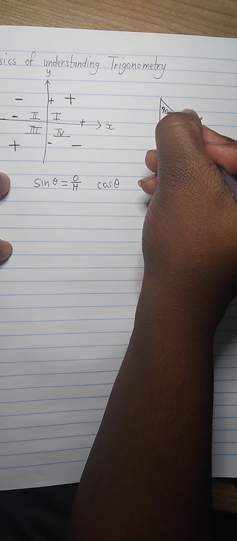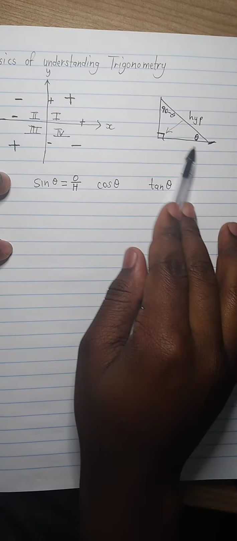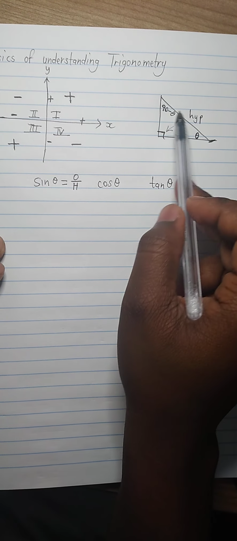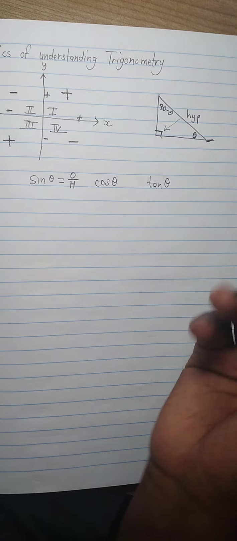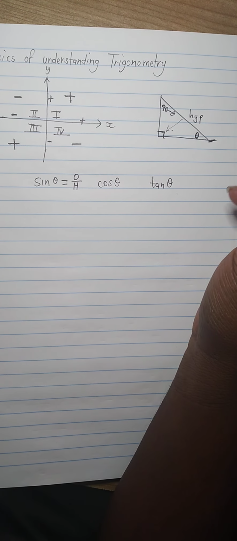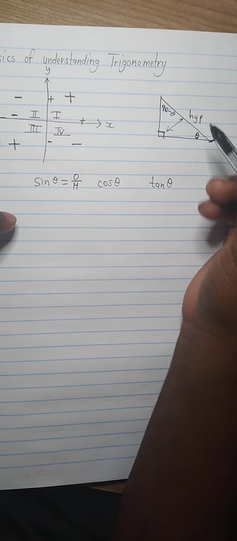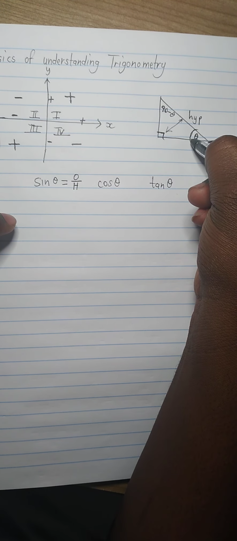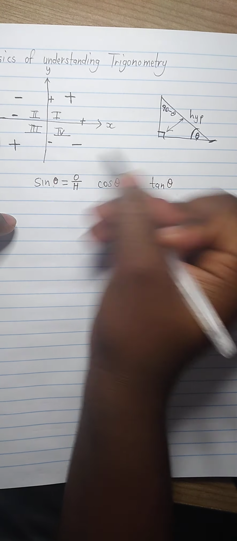Why am I writing 90 degrees minus theta? Because in a triangle we have a summation of 180. Everything that is inside the triangle must add up to 180. So when you add these angles, you will get 180 degrees exactly. As I indicated, the hypotenuse is always opposite to 90 degrees. And then the angle that we focus on is theta.